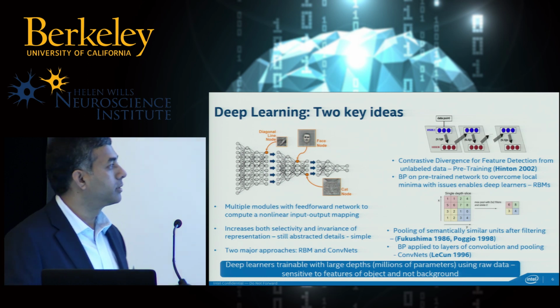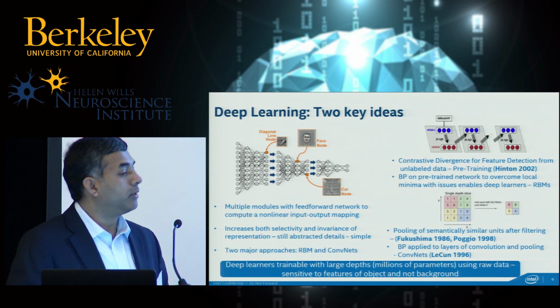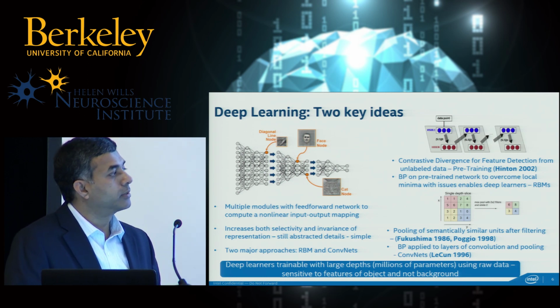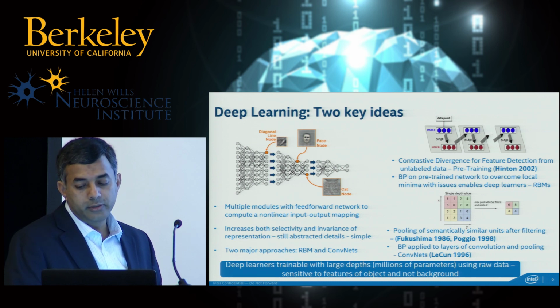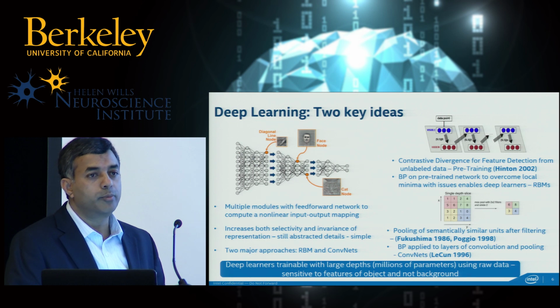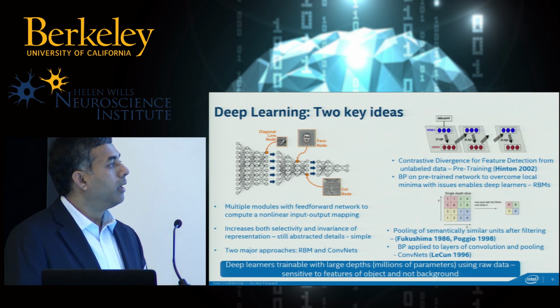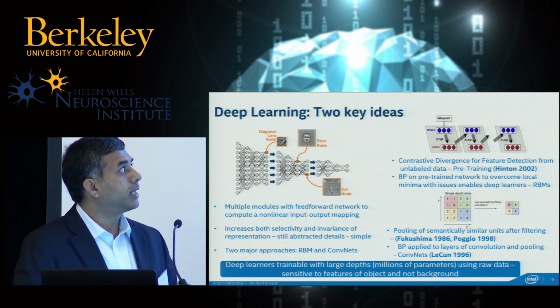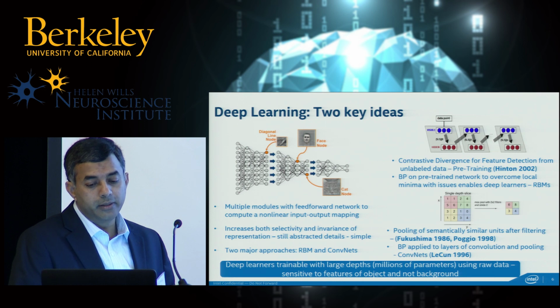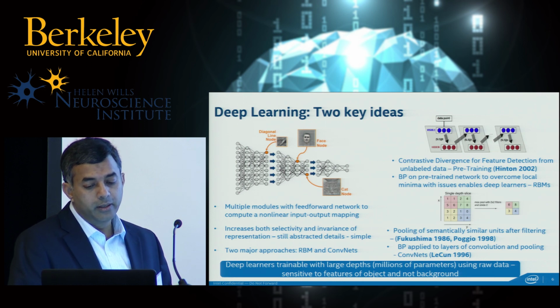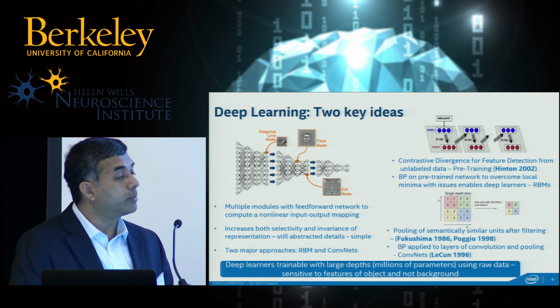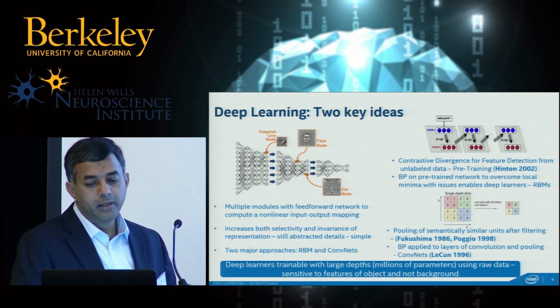So the deep learners, they're trainable with large depths, millions of parameters, using raw data. So that is a huge deal, and that allowed systems that could be automated, sort of fed with real-world data from video streams or from audio streams and so on. And the good thing about this was, because of the depth in it, the information, like I said earlier, was able to show increased selectivity to the object details, but not the background.